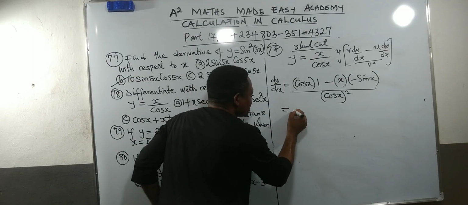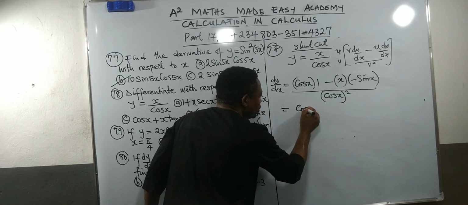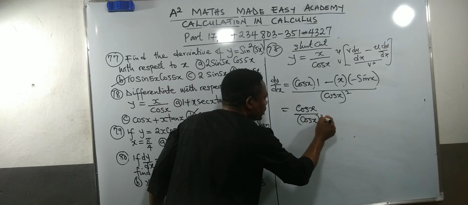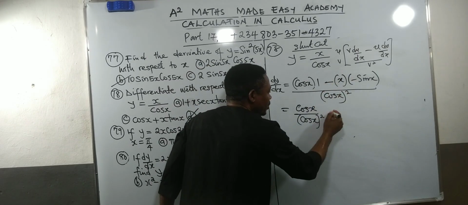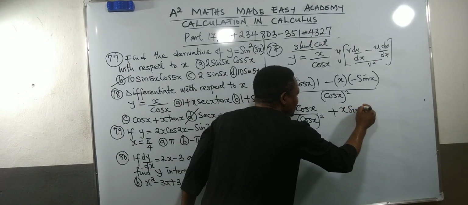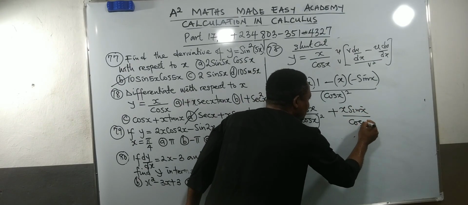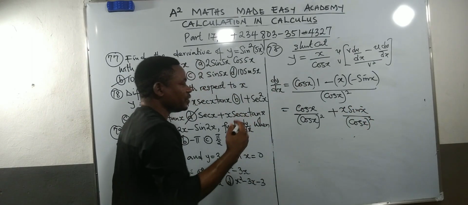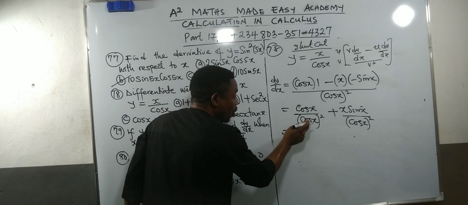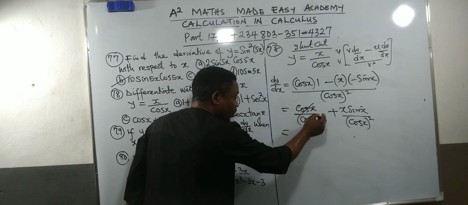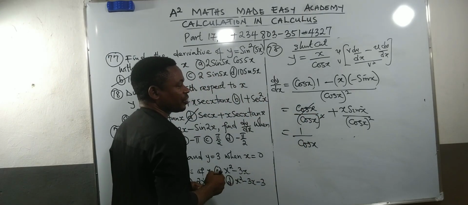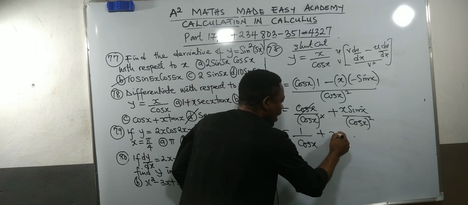Then by analysis, now we have cos x times 1 should give me cos x, all over cos x all squared. Are you there? Minus times minus will give me plus. x times this is x sin x, all over cos x all squared. Life is easy. Now I want you to observe something here. Cos x is 1 up. Cos x is 2 down. So 1 up cancels 1 down. It becomes 1 over cos x. Then this one should be equal to x sin x.